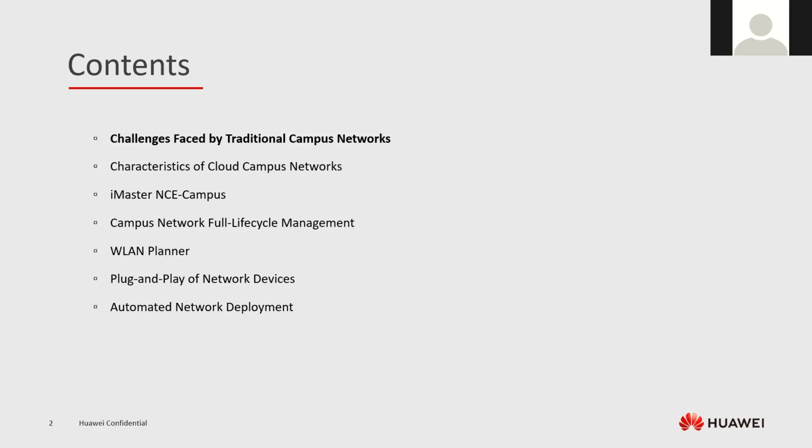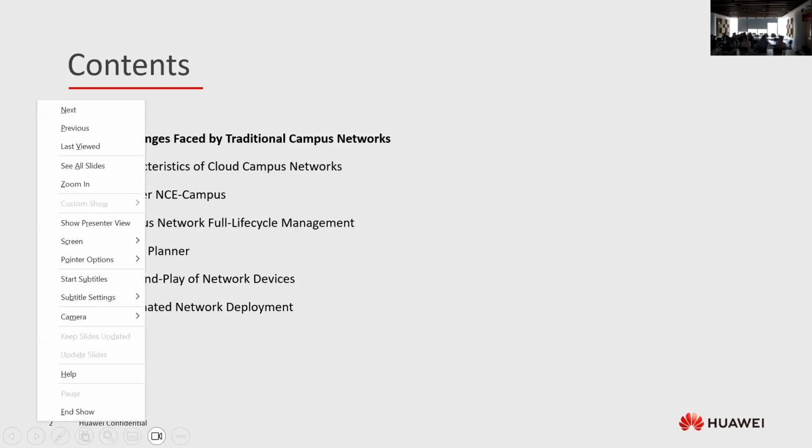Some of the contents of our presentation will be the challenges that are faced by the traditional campus networks, what are the characteristics that we see to address these challenges, and how Huawei has come up with a solution to solve these challenges of the traditional campus networks that are faced by organizations these days. Then we'll move forward with the components of the Huawei proposed cloud campus networks. One of the core components is iMaster NCE-Campus. So we'll go through it in detail.